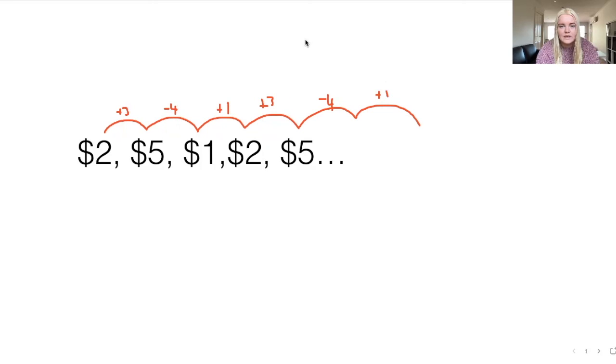So to fill out the answers for this one, you could probably guess it already. From $5 and we're taking away 4, that's going to become $1. And then from $1 and I've got a plus 1, that is going to be $2. So, oops, there we go.